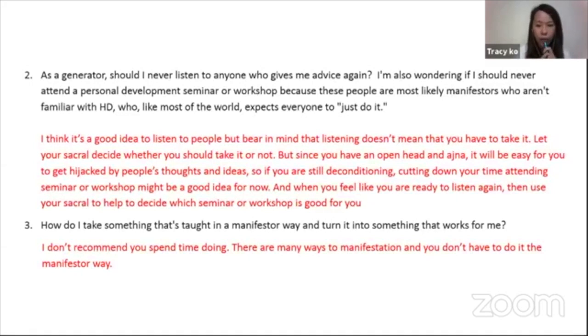And since you have the open heart and open ajna, it will be very easy for you to get hijacked by people's thoughts and ideas. So if you are still deconditioning, cutting down your time attending seminars and workshops might be a good idea for you now. And when you feel like you're ready to listen again, then use your sacral to help you decide which seminar or workshop is good for you.